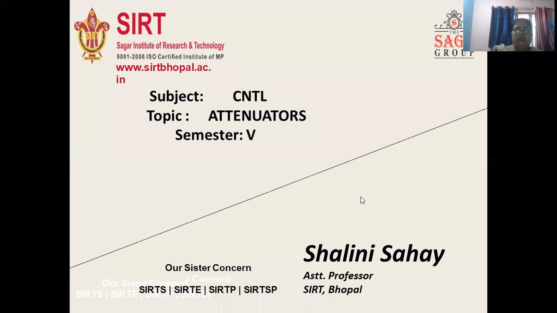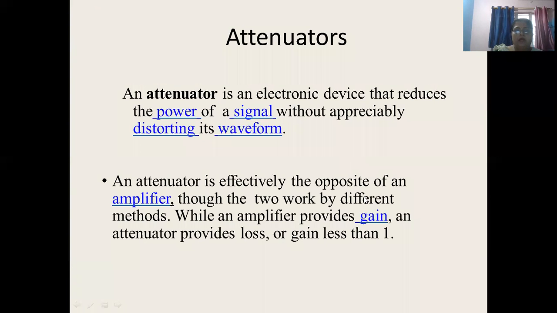Today in this lecture, I am going to discuss attenuators. An attenuator is an electronic device that reduces the power of a signal without appreciably distorting its waveform. An attenuator is effectively the opposite of an amplifier, though the two work by different methods. While an amplifier provides gain, an attenuator provides loss, or gain less than 1.